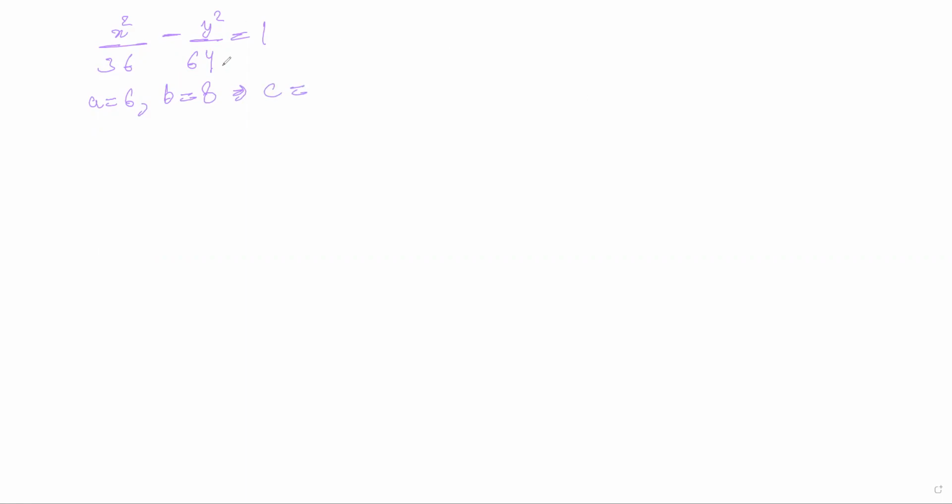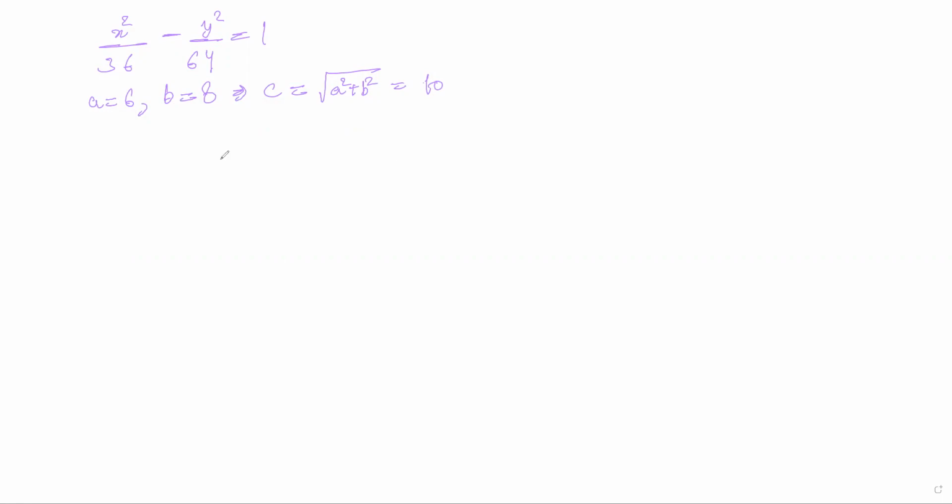Yes, we have the relation between a, b, and c for hyperbola. Tell me what is the relation? Check it from the notebook and tell me. Yes, sir. c square is equal to a square plus b square. So we can write it as root over a square plus b square. 6 square plus 8 square would be 100. We should remember these Pythagorean triplets: 6, 8, 10. So c is 10.